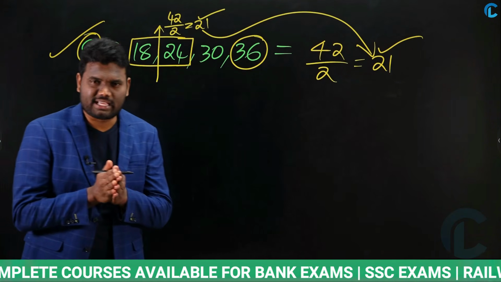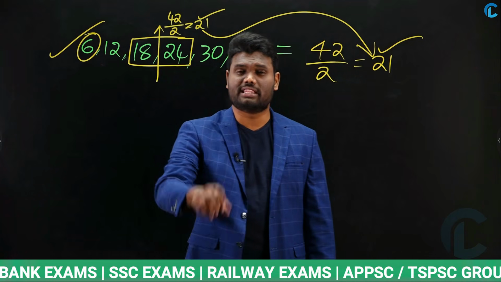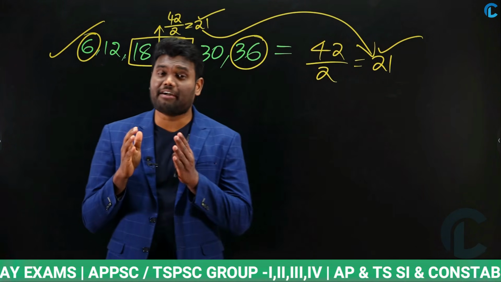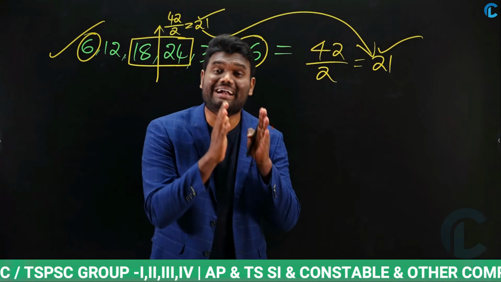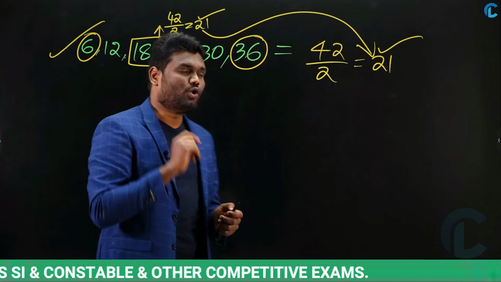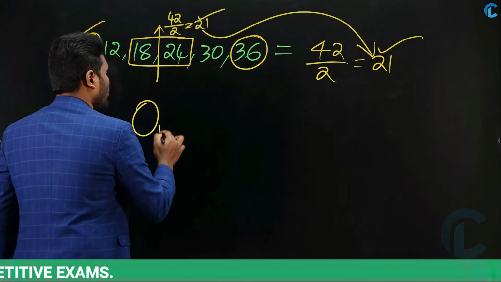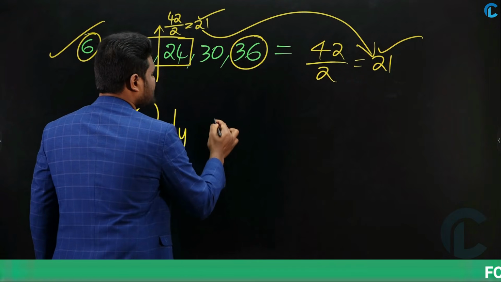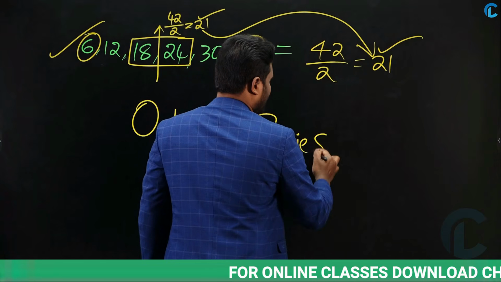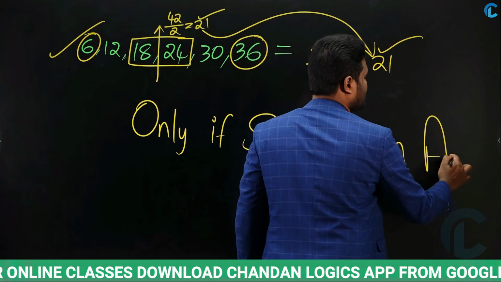So what I can simply say is, whenever you have an odd number of terms, the average is nothing but the middle term. Whenever you have an even number of terms, the average is nothing but the average of the middle 2 terms. Okay, this is really important. And don't forget, you are going to calculate in this way only if the series is in AP.